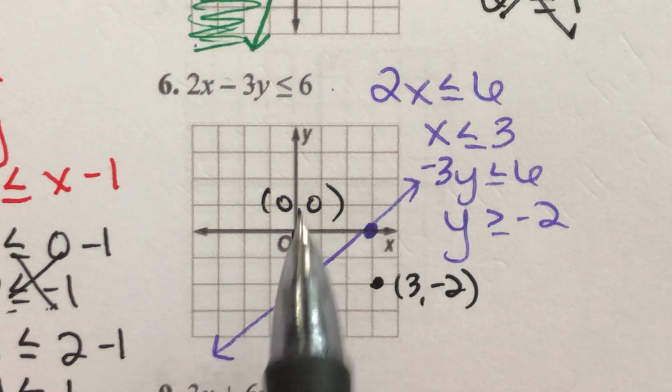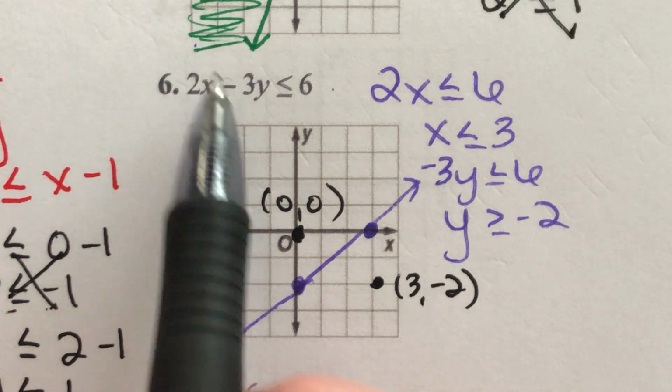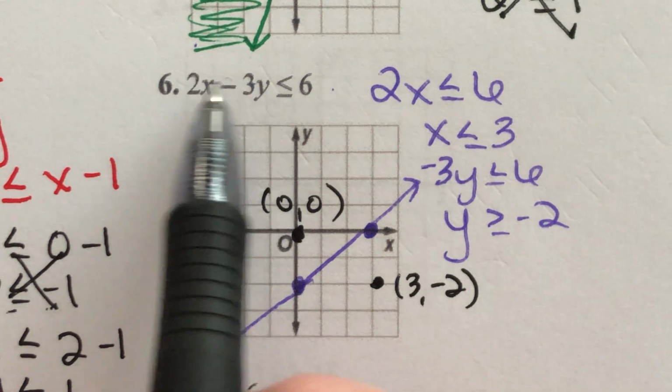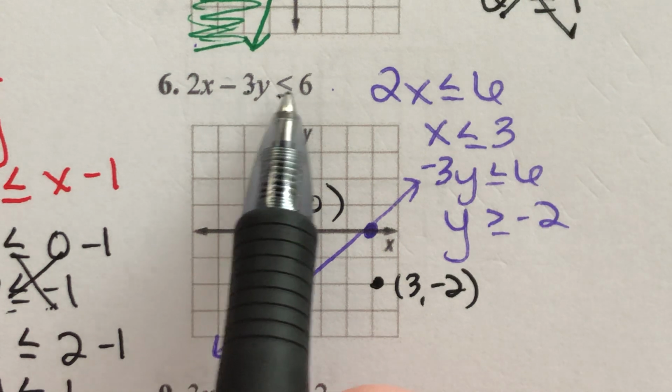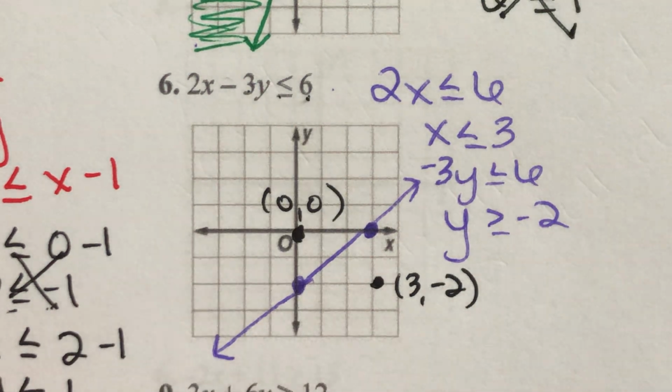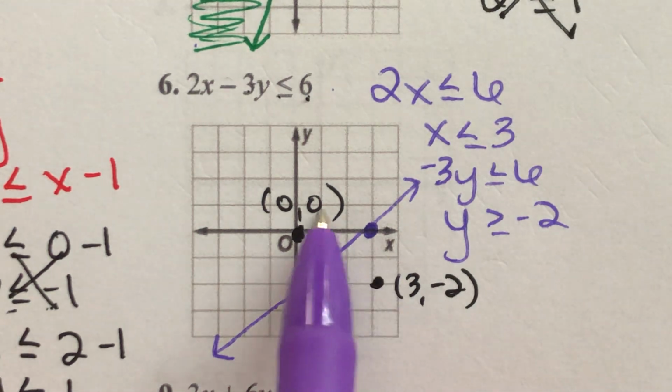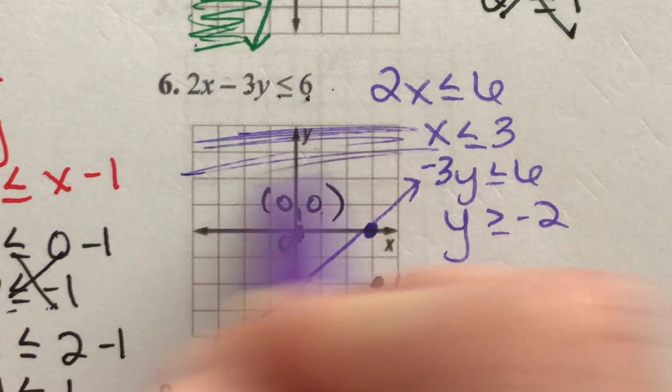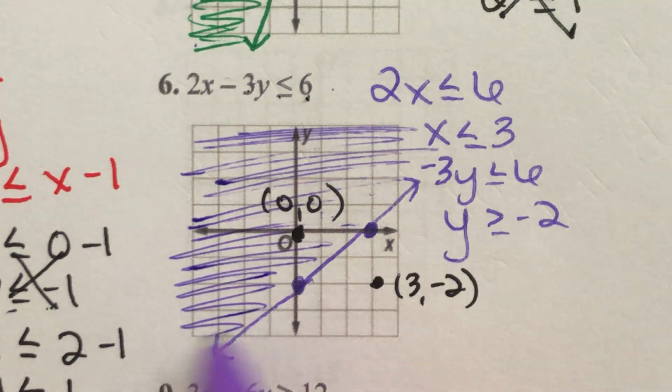So if I plug in 0, 0, 2 times 0 is 0. 3 times 0 is 0. 0 minus 0 is 0. Is 0 less than or equal to 6? It's not equal to 6, but is it less than 6? Yes, it is. So I know this is the point that works, so I know I'm shading this side of my line.